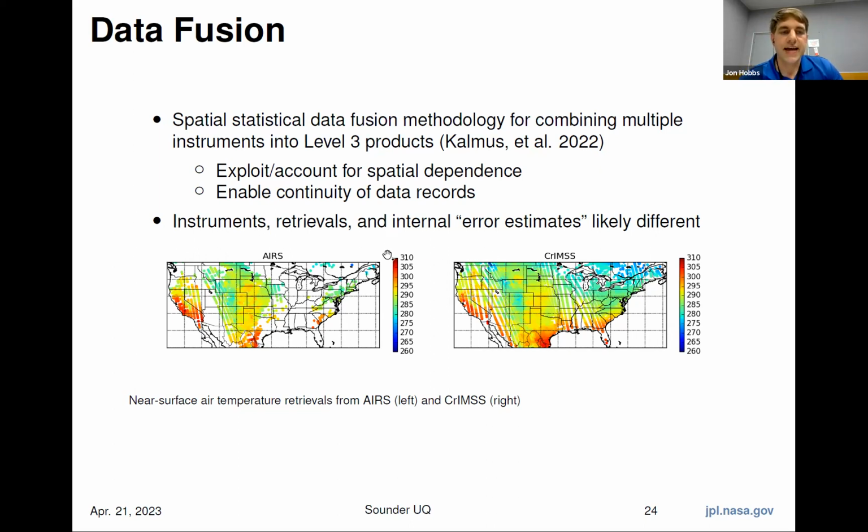The challenge is that each instrument and retrieval is unique and has its own characteristics. Even their internal error estimates could be obtained using different methodologies. So the plug here is that this UQ approach should be applicable across different instruments and retrieval approaches to have a more generic specification of the uncertainty that can be used more readily downstream.